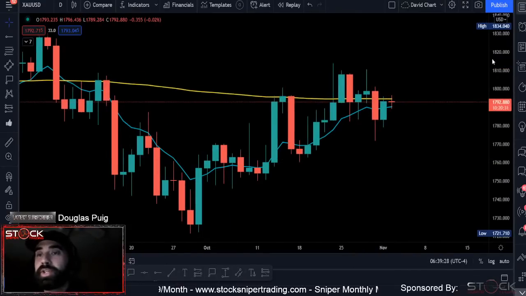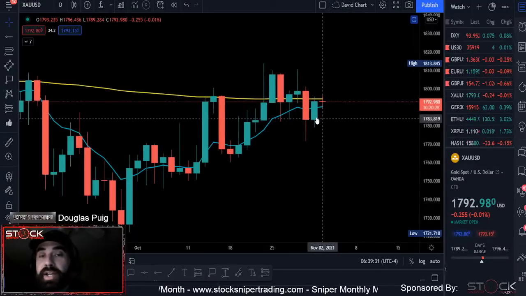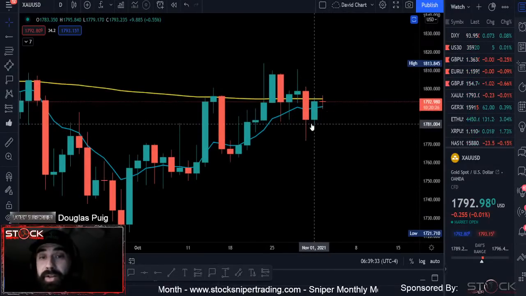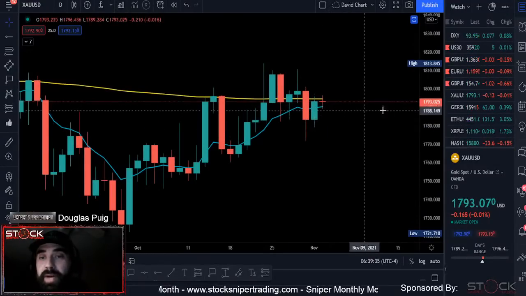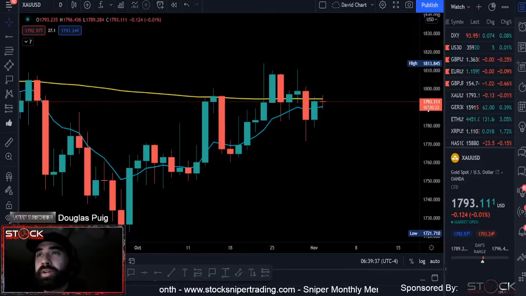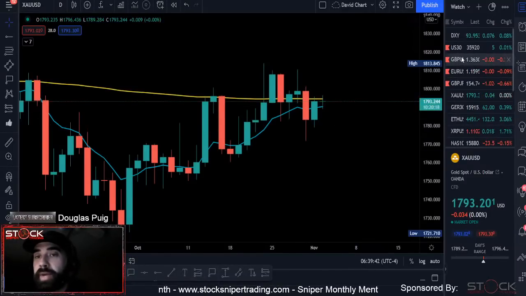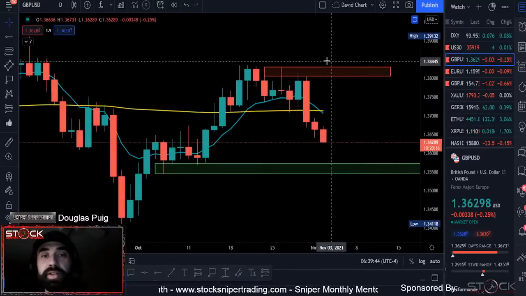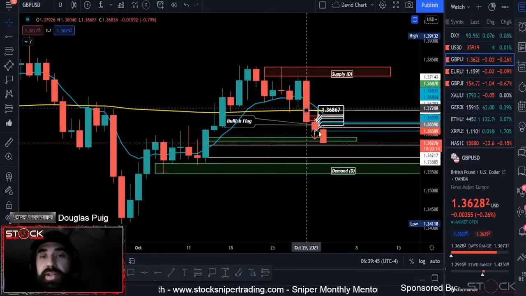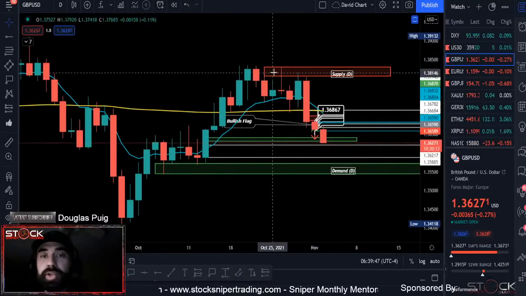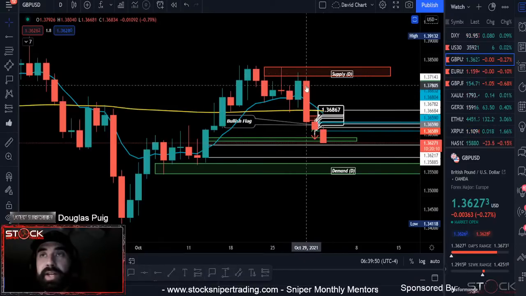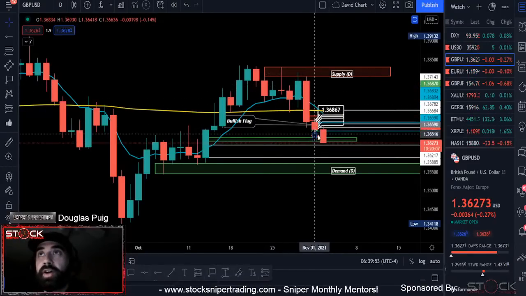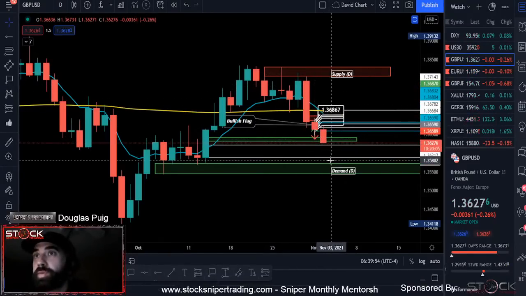We can see that gold on the daily is making a nice high. It found a little bit of a bottom from yesterday, and now it's currently trading at 1793. Let's keep that in mind. Let's check out GBP USD. You can see this is from yesterday. We had a nice little double top forming out of supply, and then a nice little sell-off here.